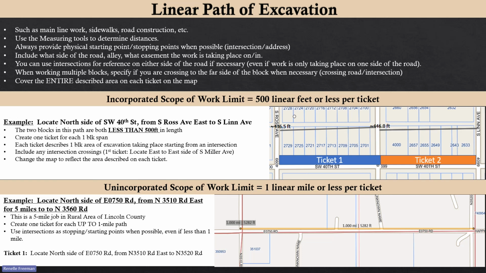So the 5 mile job in the rural area, create 1 ticket for each up to 1 mile path. Use your intersections as starting and stopping points when possible, even if it's less than 1 mile.